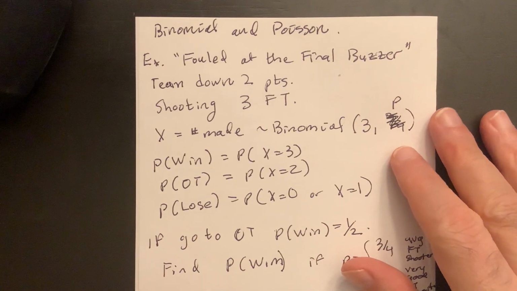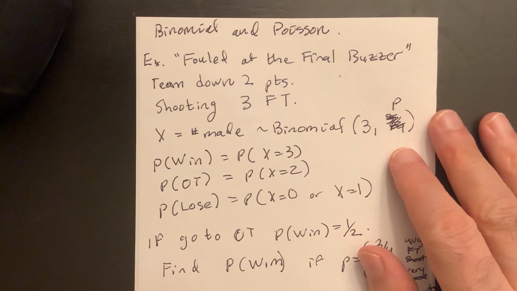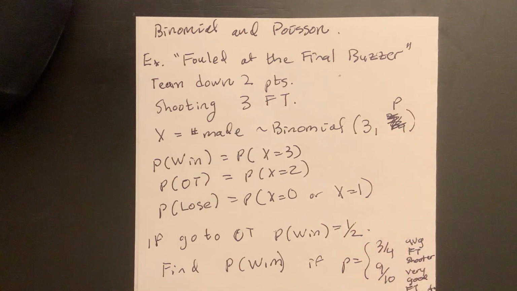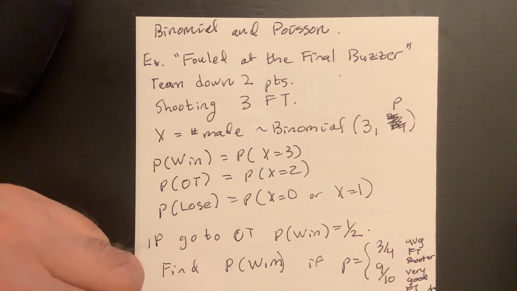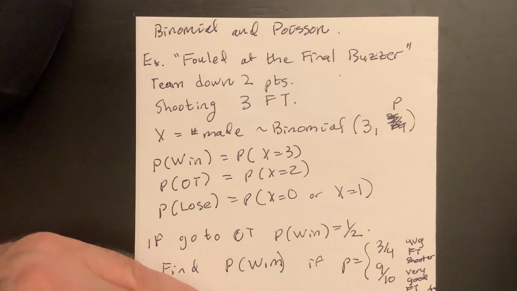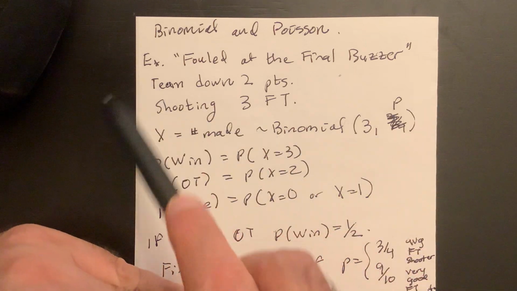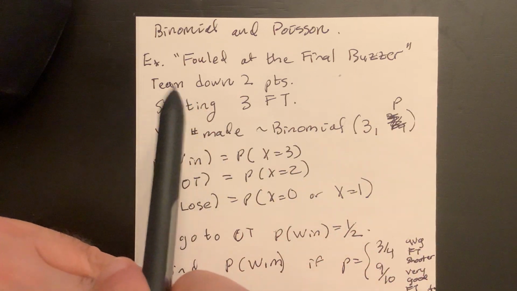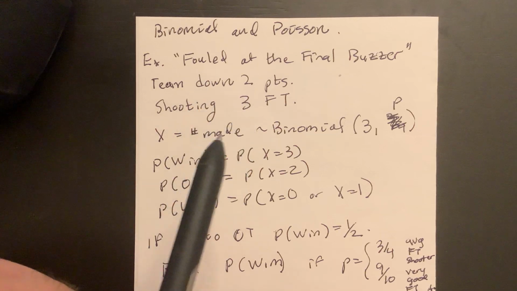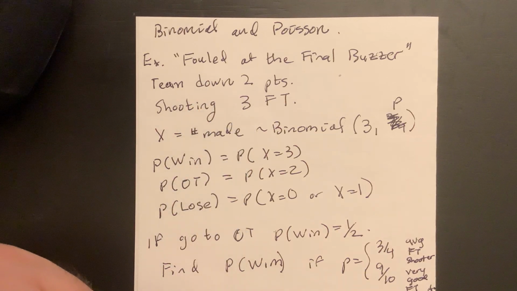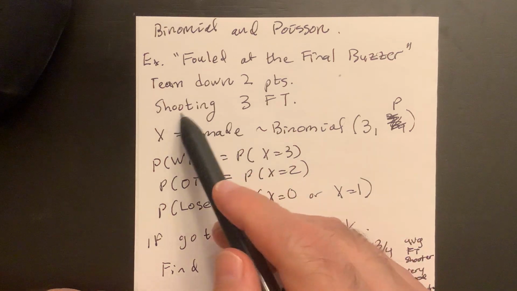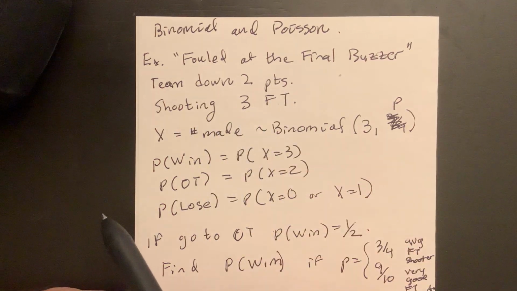Okay, well, just to do a problem with the binomial random variable to get warmed up, we have this problem that a basketball player is fouled shooting a three-point shot at the final buzzer with their team down 2 points. And they go to the foul line, and the whole game is sort of at their fingertips. They shoot three shots, they're down 2 points.